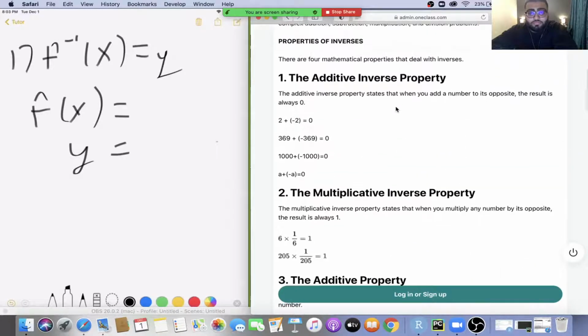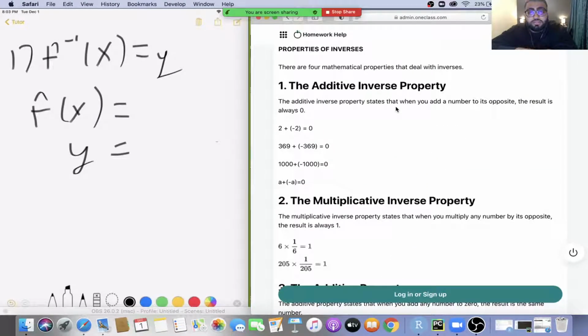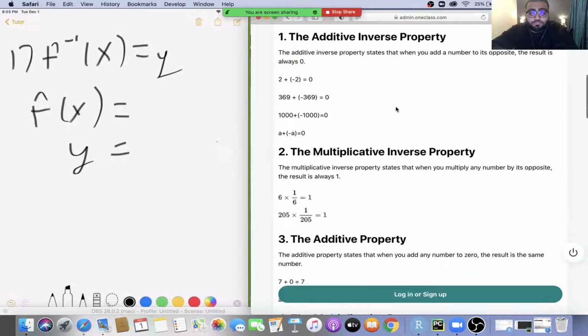Here are the properties of inverse. The additive inverse property states that when you add a number to its opposite, the result is always 0. So 2 plus negative 2 equals 0, 360 plus negative 360 equals 0, 1000 plus negative 1000 equals 0, and a plus negative a equals 0.